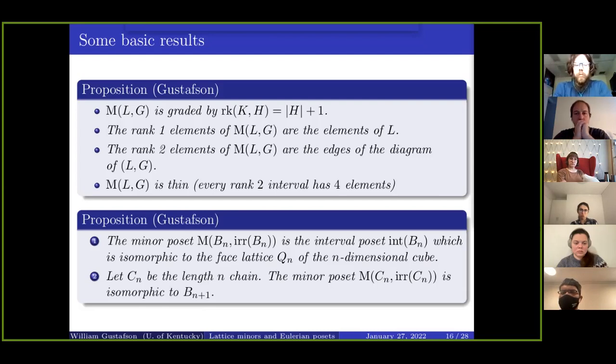On the other hand, if we look at a chain, the minor poset is isomorphic to the Boolean algebra of rank 1 more than the chain. This follows because in a chain, every element except for the minimum is a join irreducible, and thus I can get any subset of the chain as a minor. If I want to remove something which is not the minimum, I can delete it because it's a generator. And to remove the minimum, we can contract by the atom in the chain, and that fixes everything else.